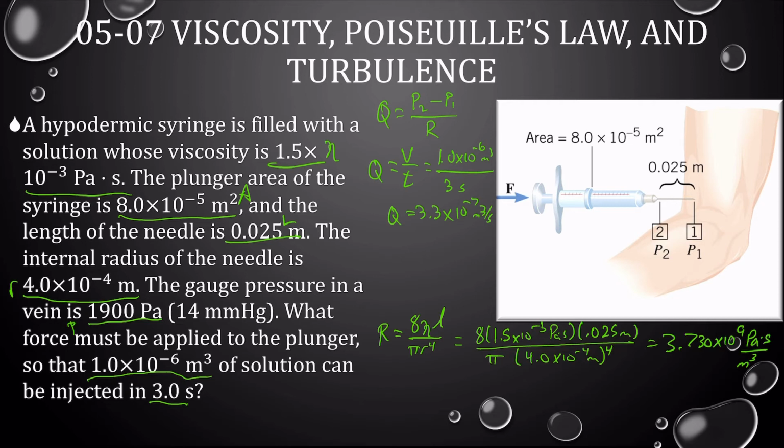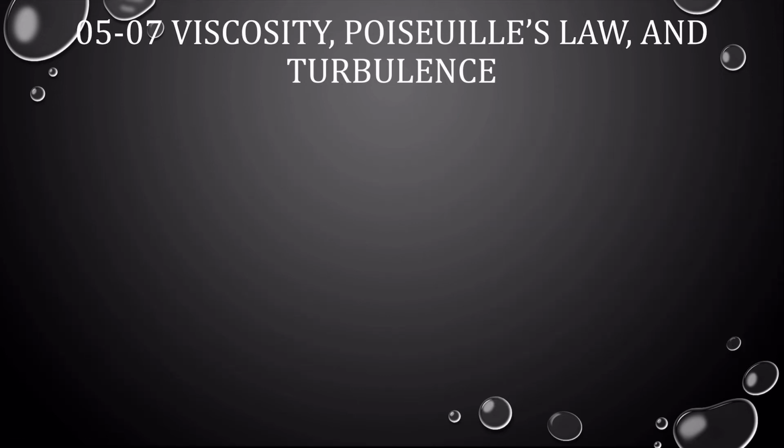All right, to calculate the rest of it, I think I need to go to a new page. So keep track of that. And we'll come back. All right, so we're going to use our flow rate equals our difference in pressures over the resistance. All right, we had our flow rate was 3.3 times 10 to the negative 7 meters cubed per second. Our difference in pressures we don't know, but we do know that the pressure in the arm, that was P1, is 1900 pascals. And we know our resistance is 3.730 times 10 to the 9.